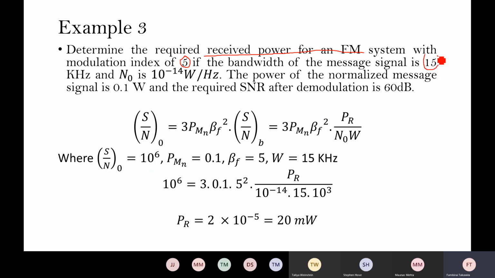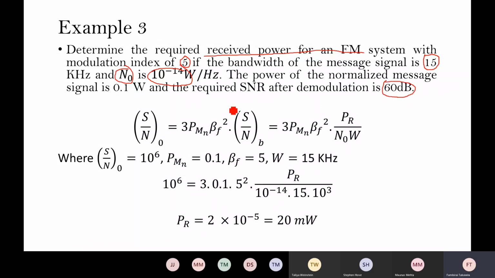So essentially, we are given the value of capital W, and the power spectral density N0 is given as 10 to the minus 14. So we have N0. And then the power of the normalized message, PMn, is given as 0.1. So it's this. And the required signal to noise ratio is 60 dB.